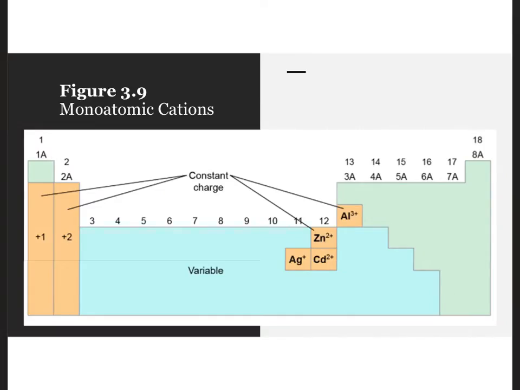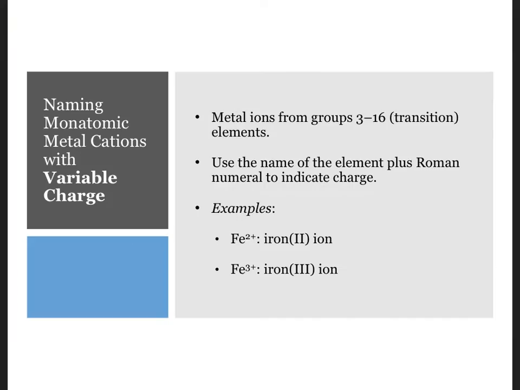When we move into the transition elements, recall that these metals can take on 2 or more different or variable charges. We must note that charge when we're naming them. For these metals with variable charges, we indicate the charge using Roman numerals, such as shown here for the iron 2 and iron 3 ions.